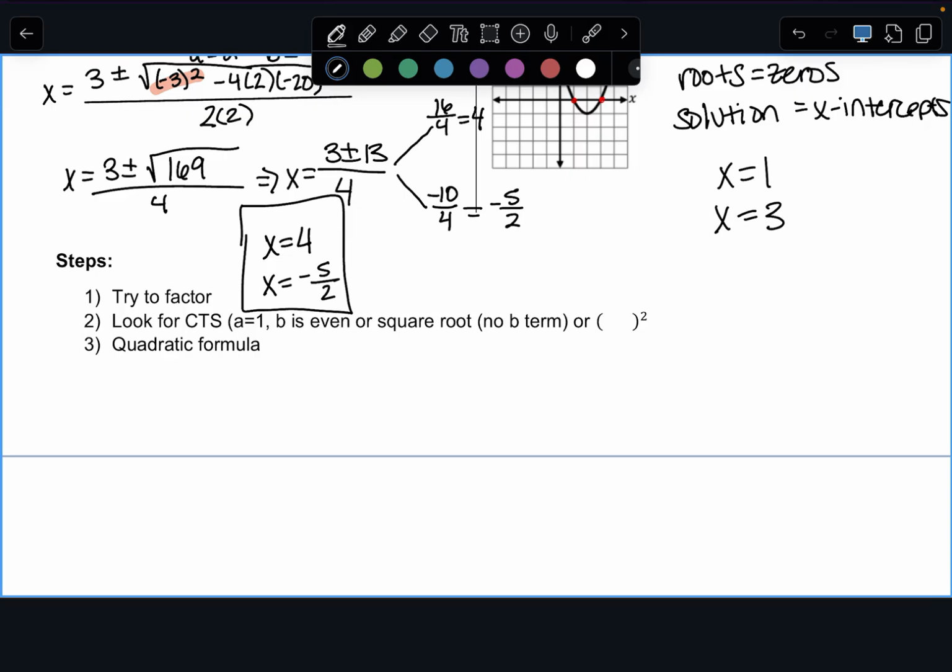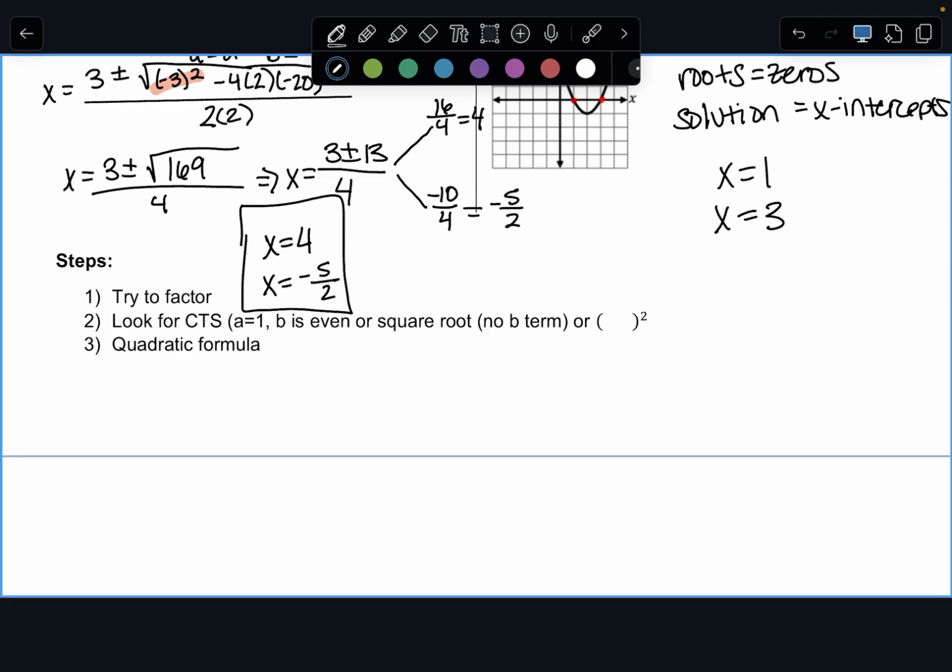Last thing is like your order of what method to use. First method, try to factor if you can. Second method, if you feel good about completing the square, complete the square, especially if b is even or square root. Then do your square root method if you just have something squared, always. Very last option, quadratic formula, last resort. Works every time, but takes forever, and you often mess up on it.